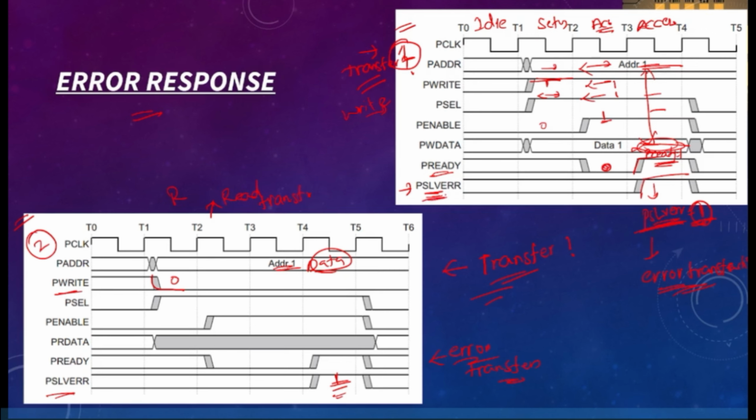So these are the basic timing diagrams which we have discussed today. Only these diagrams are enough in order to know how the transaction is going to take place in the APB protocol. So this is all about the APB protocol.